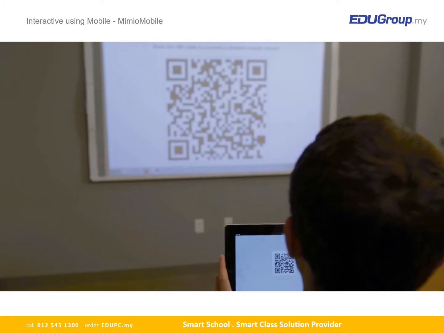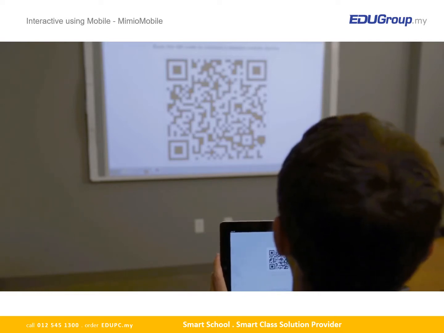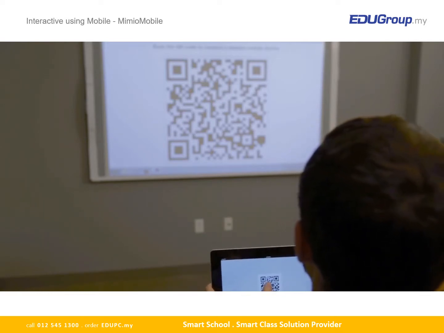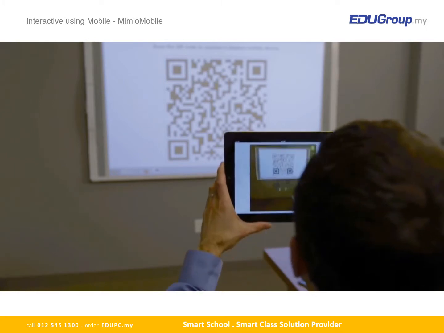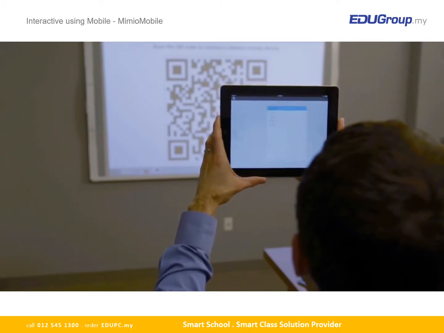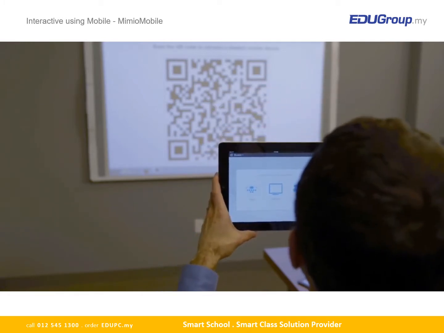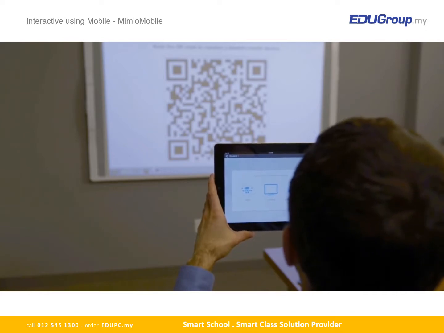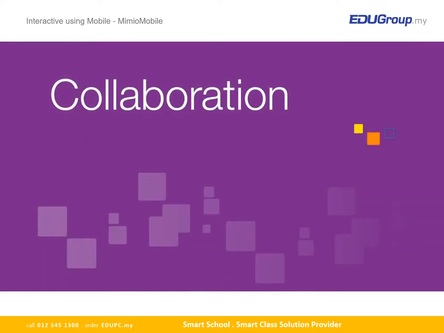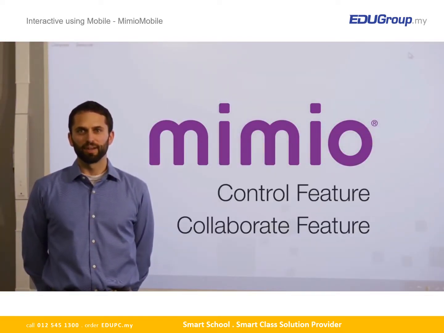To use the QR Connect functionality, the teacher displays the code at the front of the classroom from Mimeo Studio, and the student from their desk clicks and points the device. And that's how easy it is to get your class up and running with Mimeo Mobile. The two main features Mimeo Mobile supports for collaboration are the control feature and the collaborate feature.